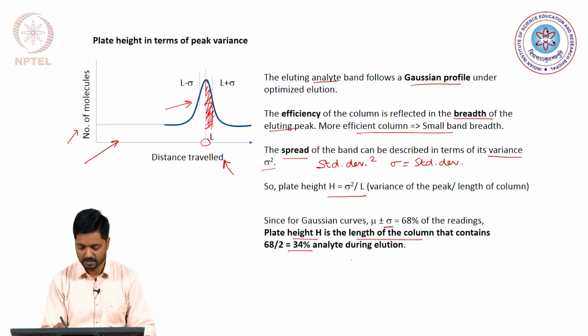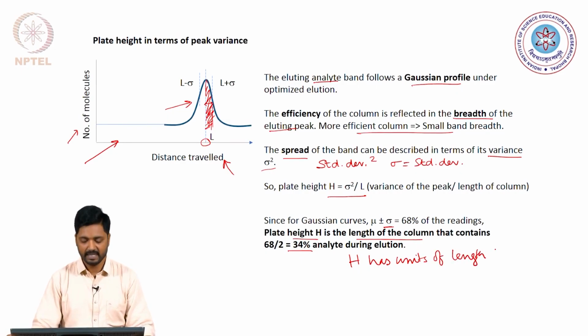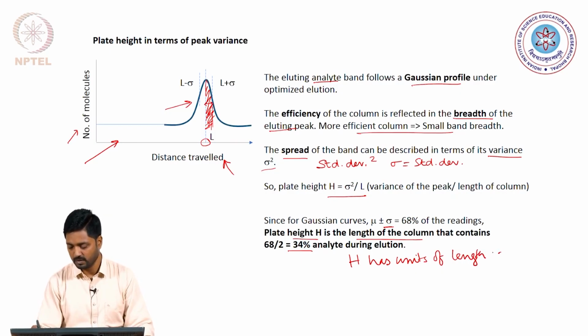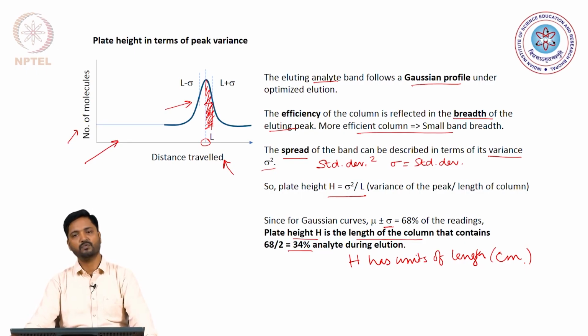So, it has units of centimeters. h has the units of length, since the column length is typically given in centimeters, and the plate height is also denoted in centimeters. Here, I think it is very interesting to see how the Gaussian error profile has been employed to explain the resolution within the column and in terms of the plate heights.